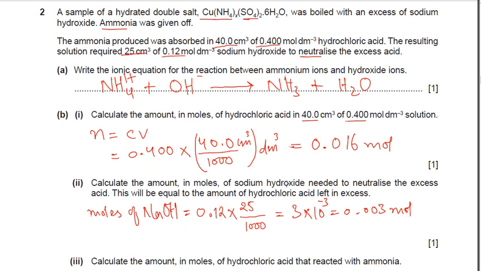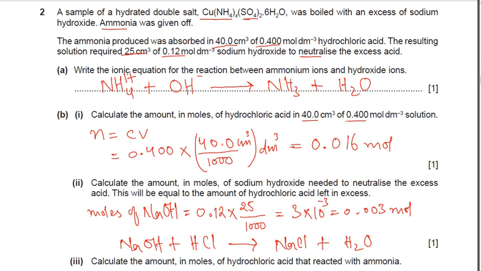Then next it says calculate the amount of hydrochloric acid left. This will be equal to the amount of sodium hydroxide. Why? Because when we react NaOH and HCl together, we get NaCl plus H2O, as the molar ratios are the same. So whatever amount of sodium hydroxide we have, that much hydrochloric acid will react.